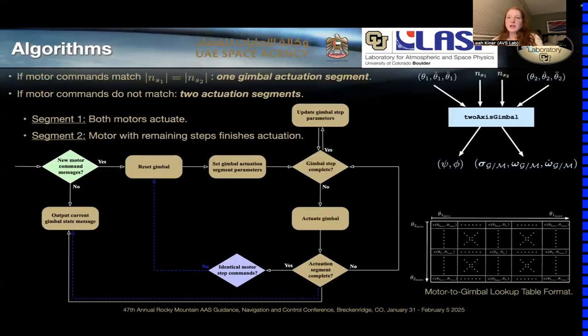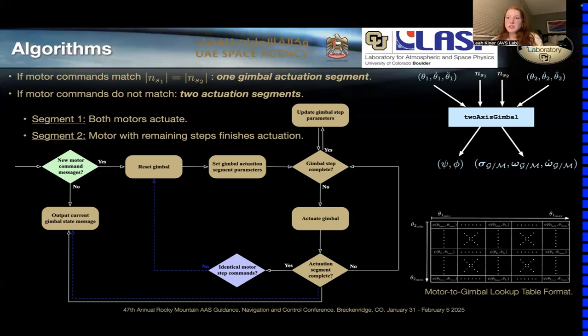And so specifically, there are two different ways that the gimbal will actuate depending on the incoming motor step commands. If the absolute value of the motor step commands match, then the gimbal actuates in one segment while the motors are also actuating. And so the gimbal takes the same number of steps as the motors are taking. And we essentially determine the required PRV, the principal rotation vector angle that the gimbal will need to rotate through with additional motor to gimbal angle tables as seen in this bottom right-hand figure.